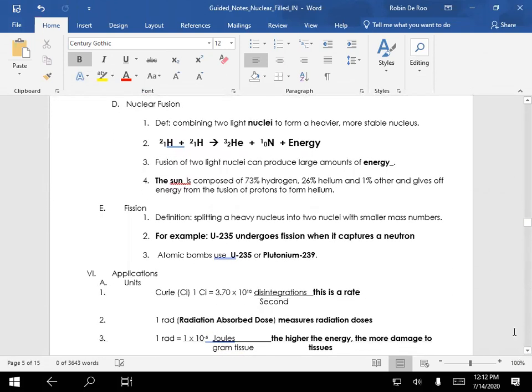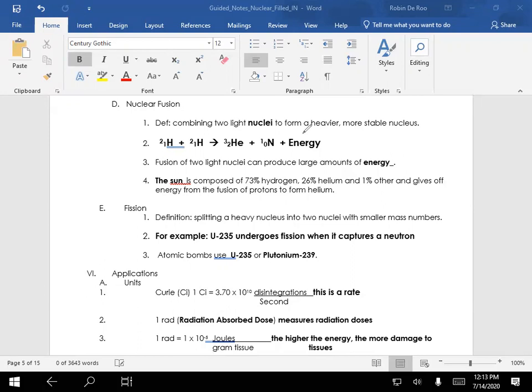Okay, now we have some concepts. We have nuclear fusion, which is defined as combining 2 light nuclei to form a heavier, more stable nucleus. So for example, this is an equation that would be an example of nuclear fusion. These are your 2 light nuclei. This is your more stable nucleus. We also released a neutron and energy.